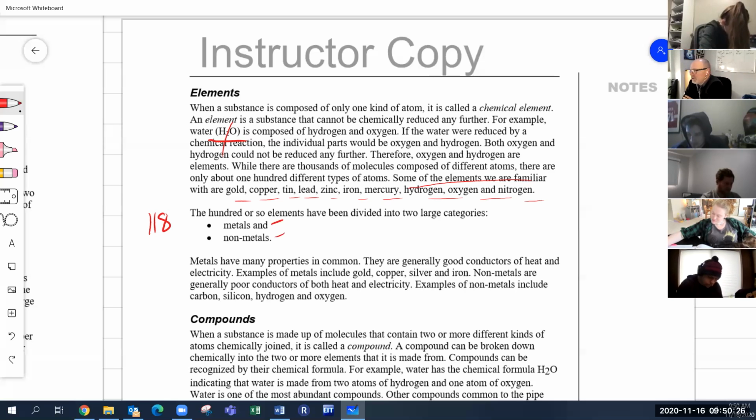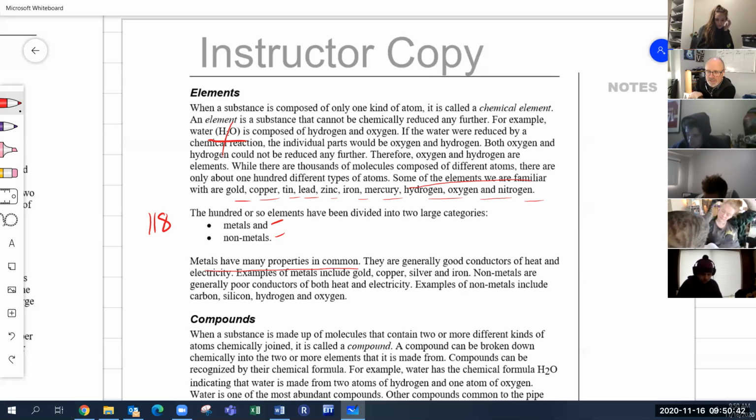I think I showed you guys a periodic table of elements at one point. Okay, so metals have many properties in common. They are generally good conductors of heat and electricity. What makes something a good conductor? Does anybody know?